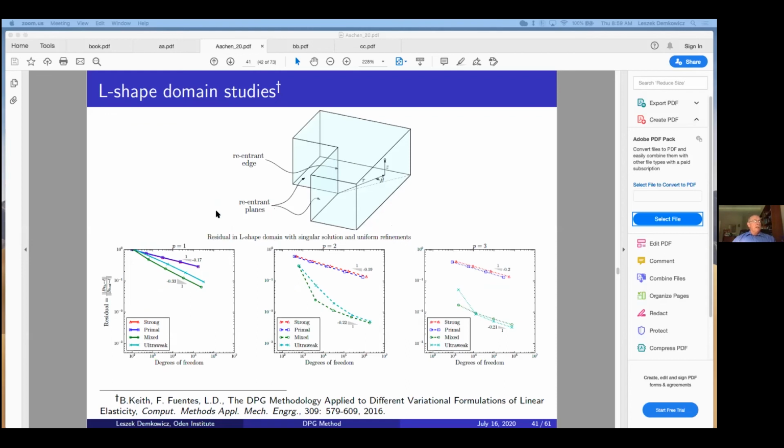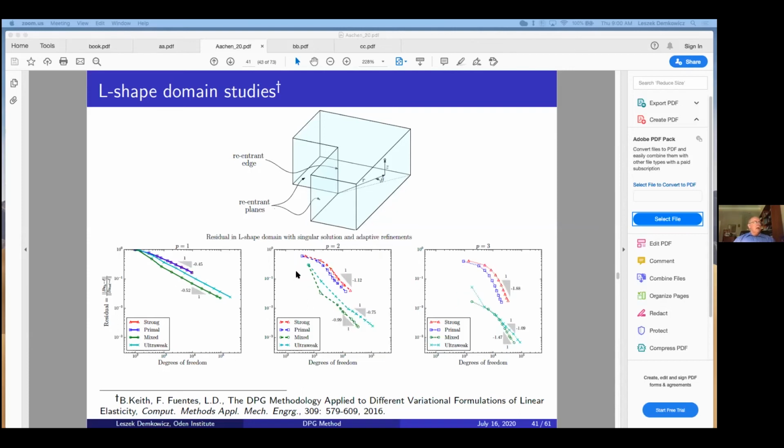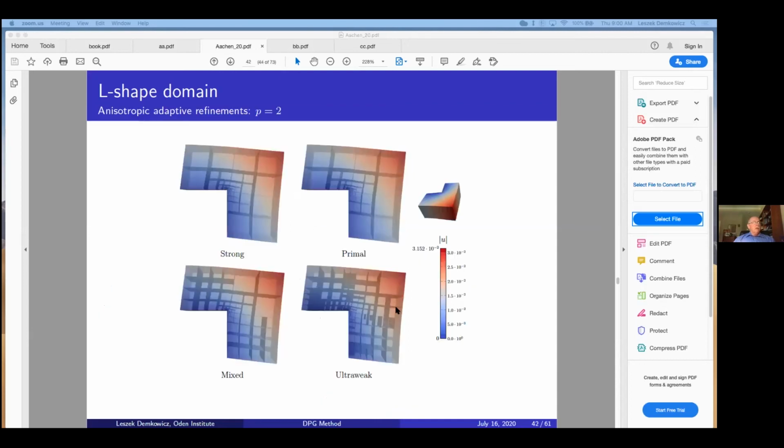And the first problem here is linear elasticity. We begin with the standard convergence studies. And this is a paper from 2016 with Brendan and Federico, as I mentioned, where we reiterate the point of different variational formulations, and we study strong, primal mixed, and ultraweak variational formulations for various orders of convergence, and demonstrate that for a problem with a singular solution, you do get optimal rate of convergence, and you get it also in the adaptive mode. So you can visit this paper to learn about the verification.